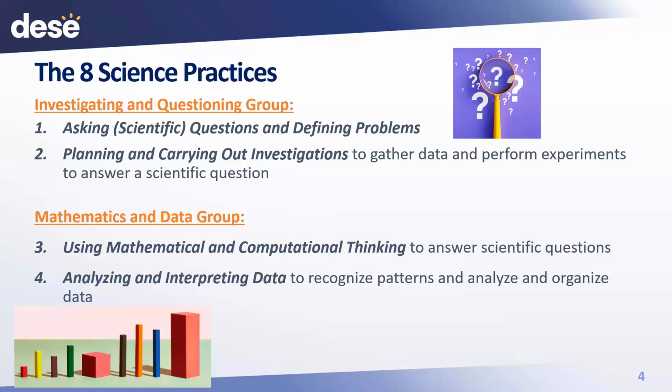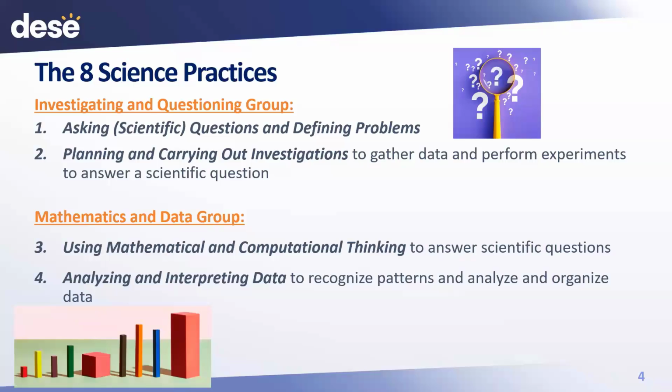These science practices are under each group. So we have investigating and questioning group. Under that, there's a practice called asking questions and defining problems, and then planning and carrying out investigations. So those are two practices under that first group. The next group is mathematics and data group. So we have using mathematical and computational thinking, and then analyzing and interpreting data. That's under the mathematical group.